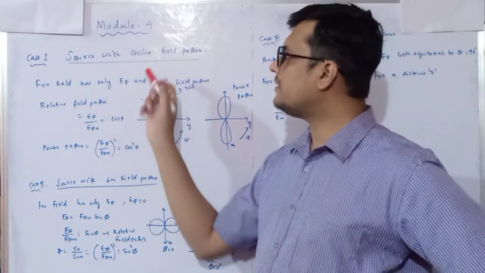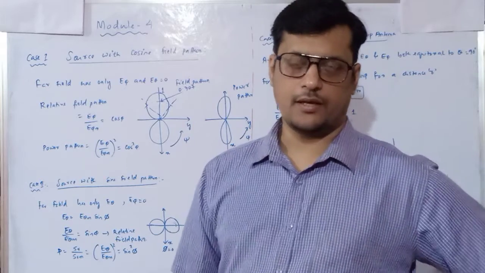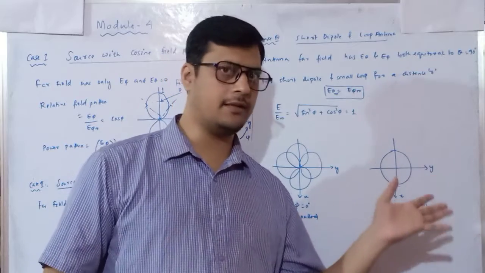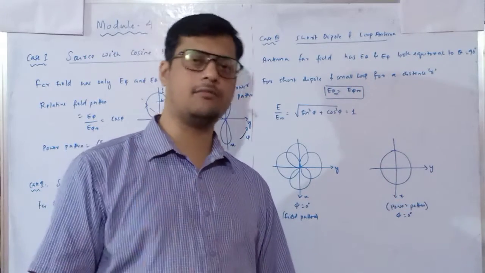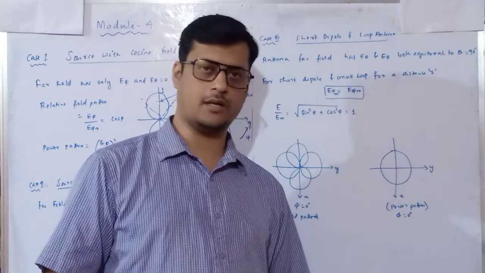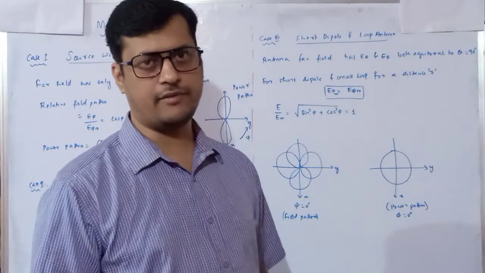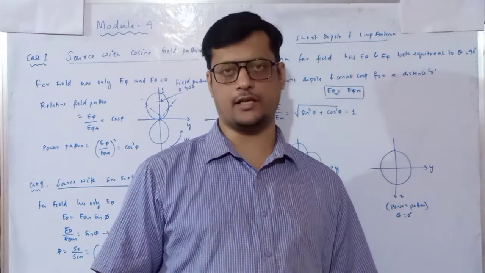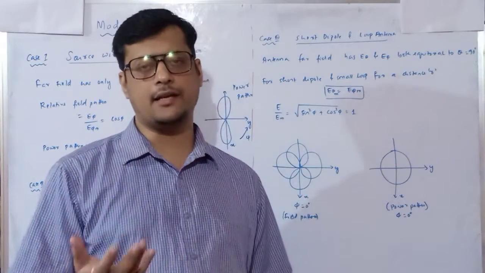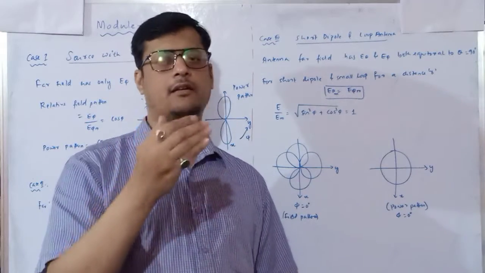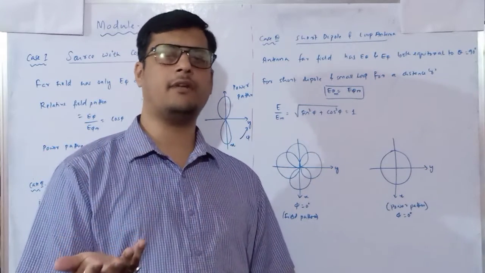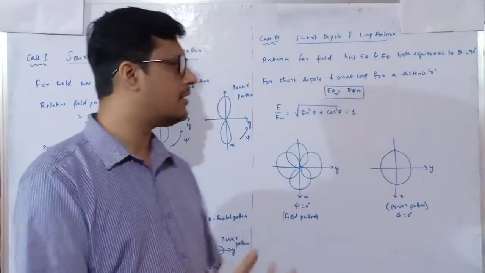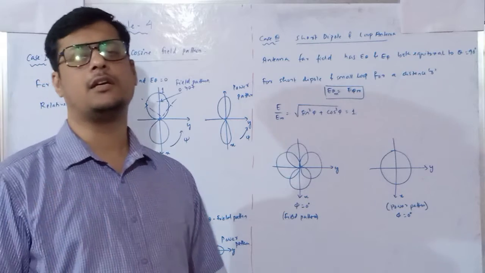Case 1: the source with a cosine field. If the source is a cosine field, then what will be our radiation pattern? As I have discussed previously, if E is equal to 2 cos theta, what is the maximum value of E? It is 2, at theta equal to 0 degrees. So when you identify the relative field pattern, E divided by EM reflects as cos theta. If your source is cos theta, we can follow this and find the radiation pattern.